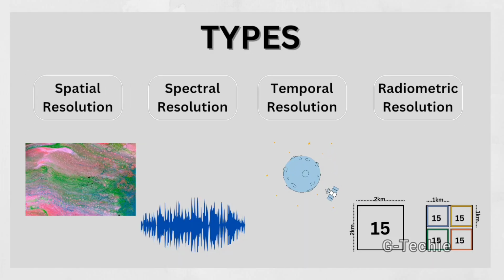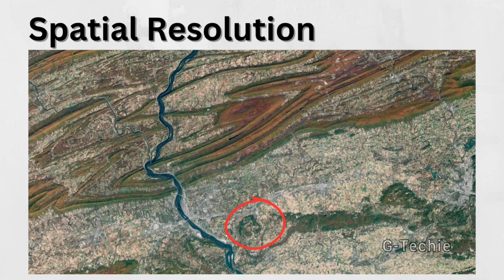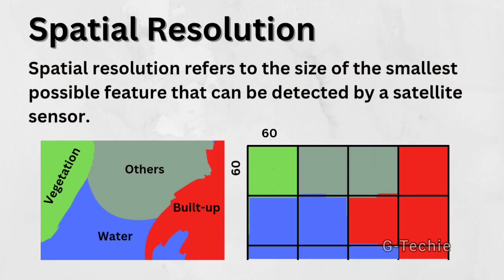Next, types. Basically, resolution is categorized into 4 types: spatial, spectral, temporal, and radiometric. Spatial resolution: the size of the smallest object that can be detected in an image, usually expressed in meters, indicating the ground area represented by each pixel in the image.